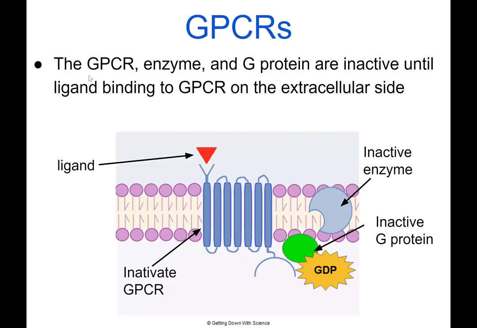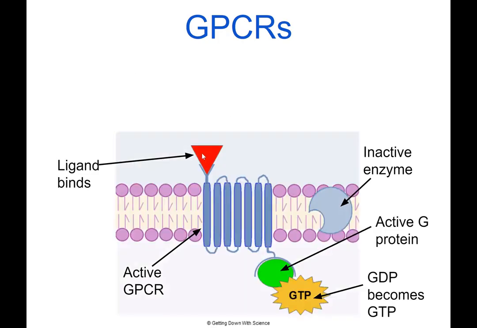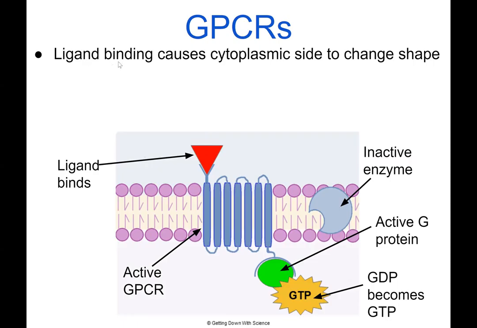Okay, so the GPCR, the enzyme, and the G protein are all totally inactive until that ligand, that chemical messenger, binds to the GPCR. That's on the extracellular side, outside of the cell. So it's all inactivated till that ligand binds. When the ligand binds, that sets off the reaction, which causes the cytoplasmic side, the one inside the cell, to change shape, therefore activating it.